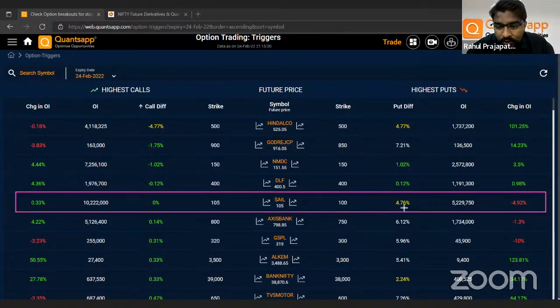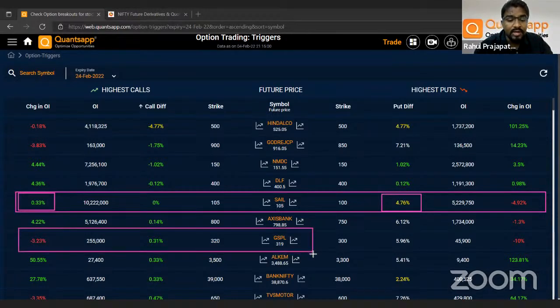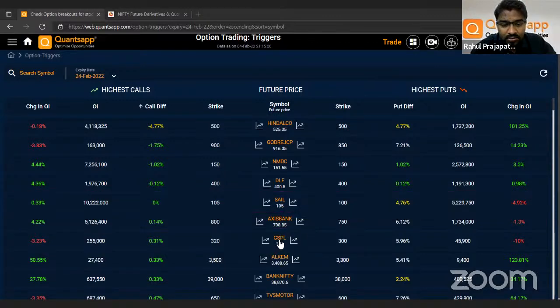And the put option is on the lower side, 4% नीचे है. That means as soon as the stock starts moving above 105, you are going to have a breakout. तो यहाँ से stock पे move आएगा. And you see the open interest has not changed much, very small. Even if you see GSPL, the current price is 319, the highest call is 320, and open interest has already started decreasing by 3%. So there is a breakout likely to be expected in this particular stock.